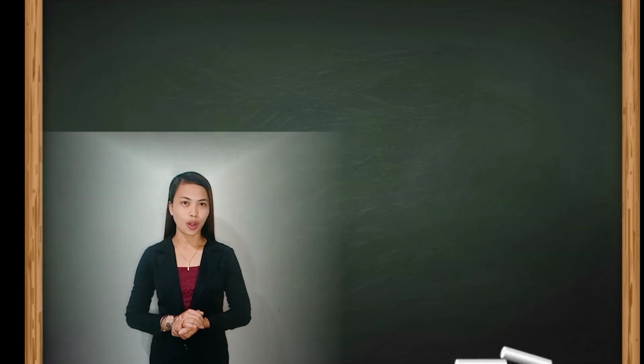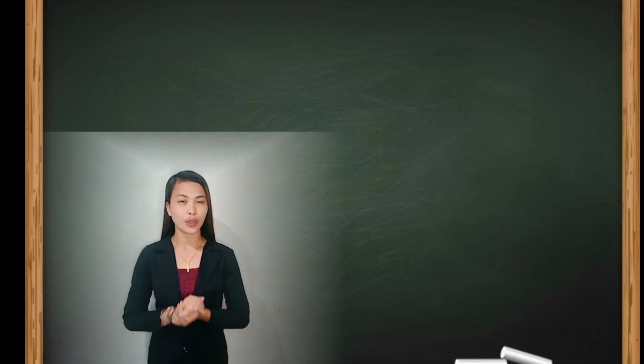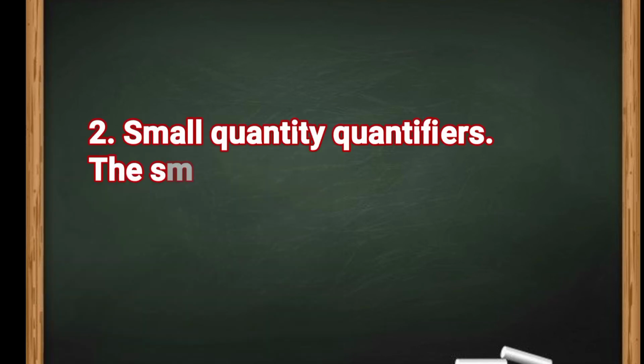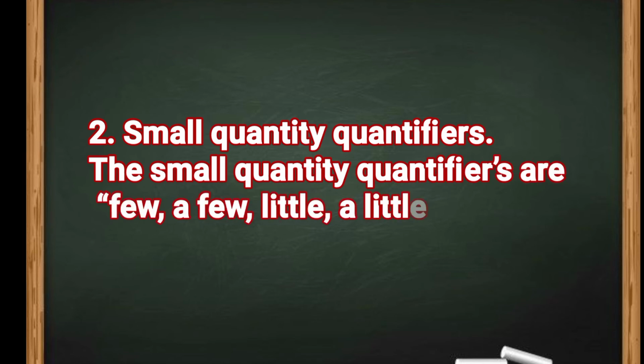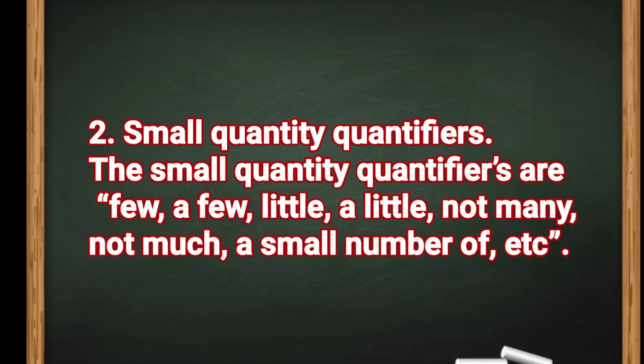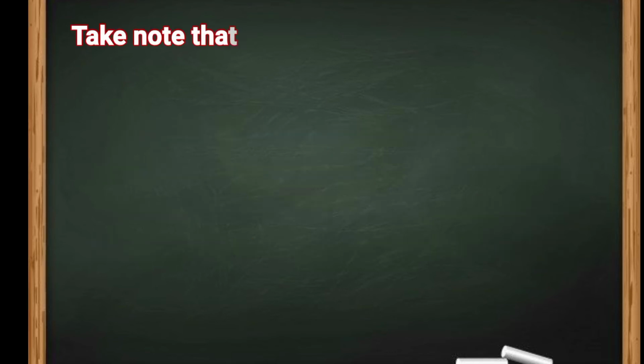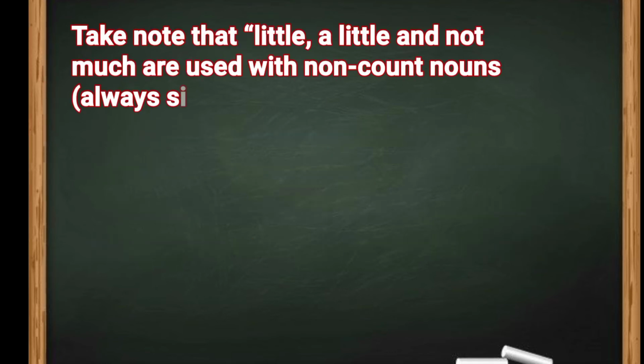Here are the small quantity quantifiers with examples. Next, we have the small quantity quantifiers. The small quantity quantifiers are few, a few, little, a little, not many, not much, a small number of, etc.